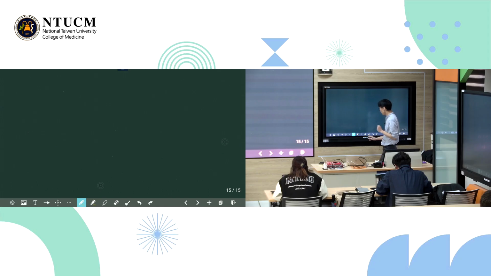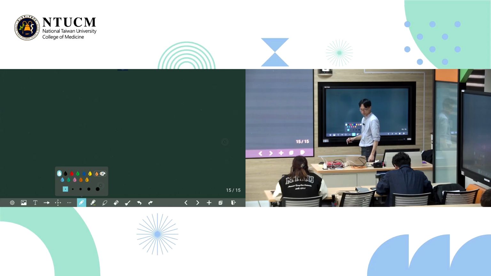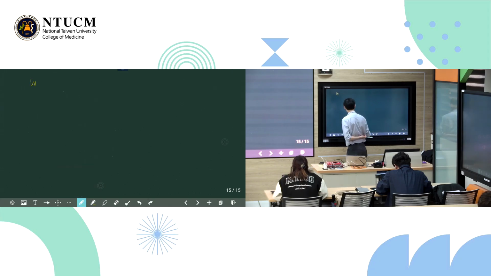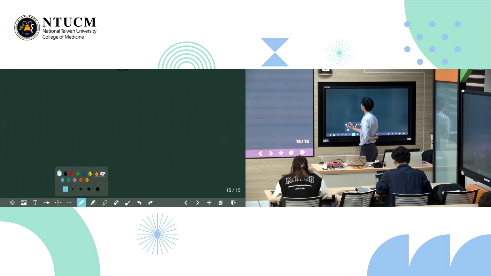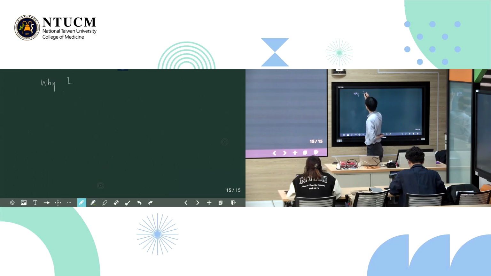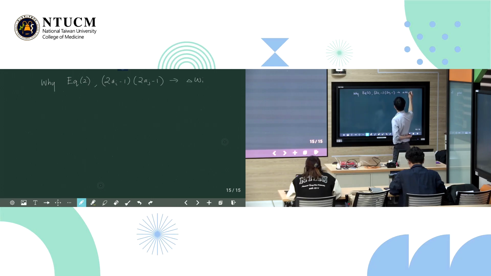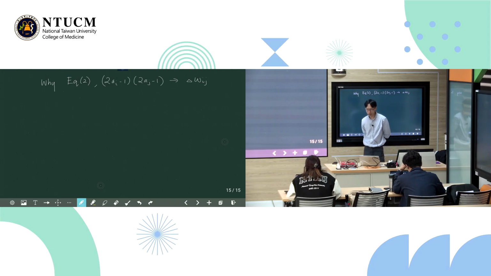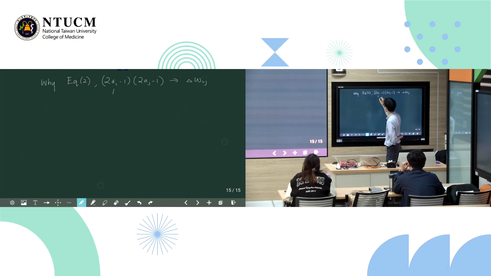Okay, so the last thing for today is, of course, we have to ask the question, why equation 2? If you remember equation 2, 2ai minus 1, 2aj minus 1, we use this to calculate the change in weights, and that is why we call this Hebbian.